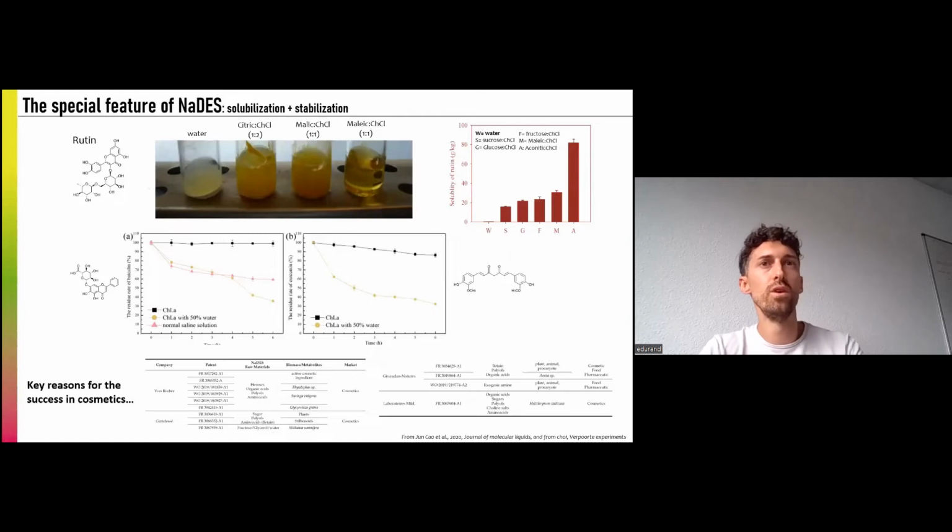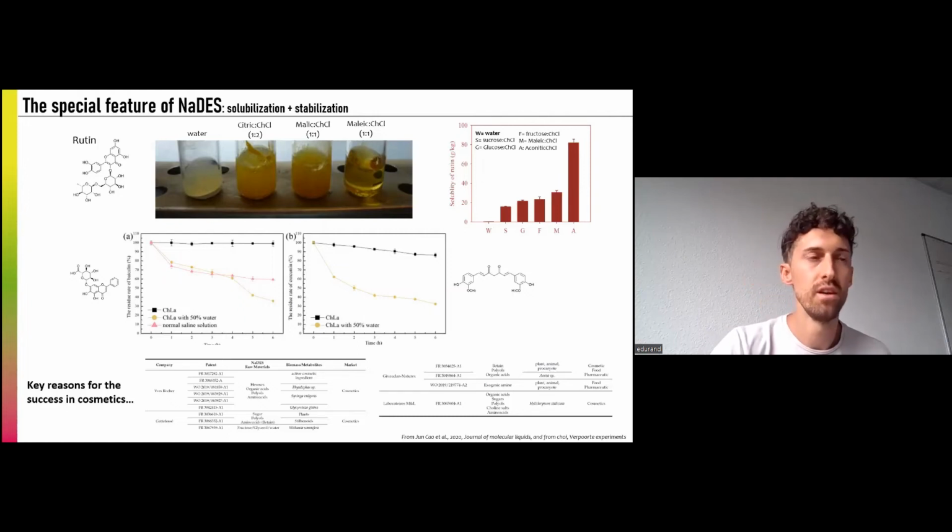So here is one of the main striking examples for me to highlight the solubilization and stabilization by NaDES. You know that rutin is a polar molecule, but it's almost non-soluble in water because of pi-stacking interaction, so the intermolecular interaction of rutin is much higher than the interaction with water. But if you put these molecules in NaDES, the behavior is significantly different, and the interaction of rutin with the NaDES network is much higher than the rutin-rutin interaction. So it's very helpful to design a liquid phase.